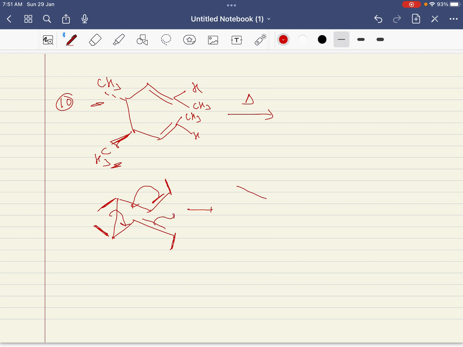Next, this is also axial, this is also axial, and here pi bond like this I have to write, and this I have to write like this. This is equivalent to both are axial means it is what, trans.